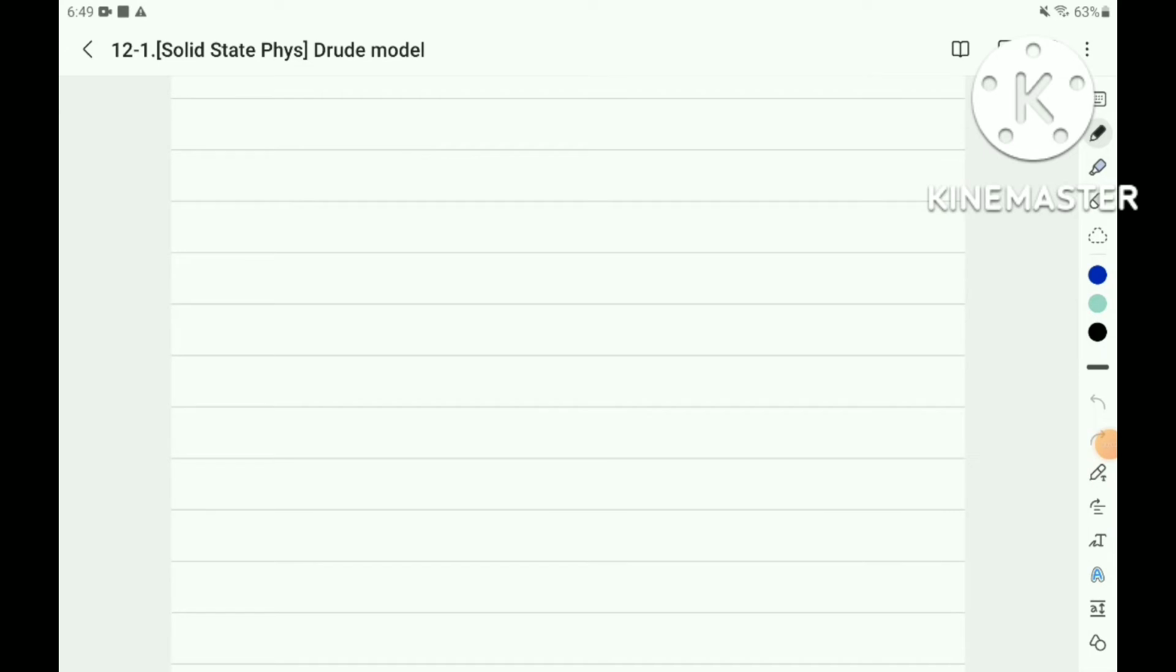From now on, we will deal with electronic transport properties in chapter 12, electronic transport. Here we will deal with electronic transport properties. In this chapter, we deal with metallic property, and the first one is the Drude model.